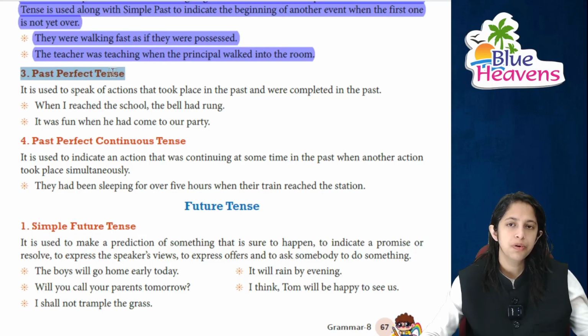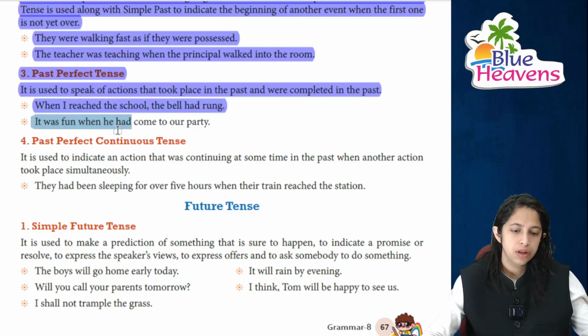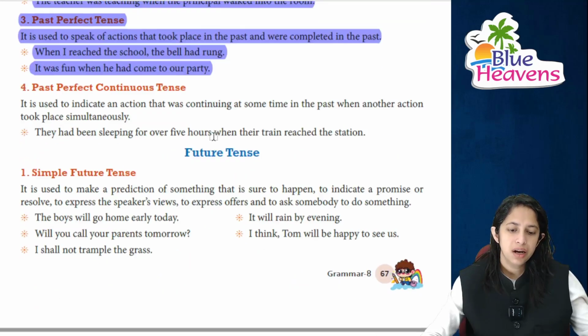Next is past perfect tense. It is used to speak of an action that took place in the past, में हो चुके हैं, and they were completed in the past. Past में ही हो चुके हैं. When I reached the school, the bell had rung. Bell बज चुकी थी. It was fun that we had a party at our place, or you can say we had a party at our home. Moving on to the past perfect continuous.